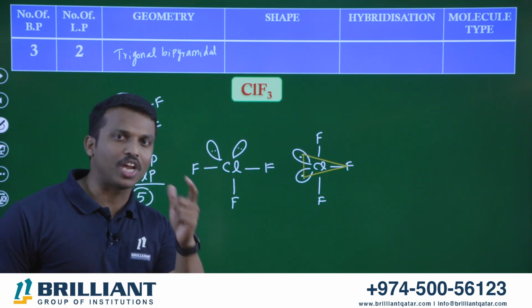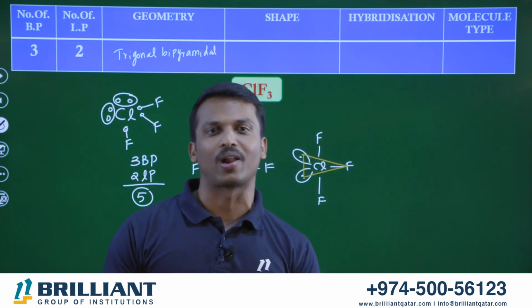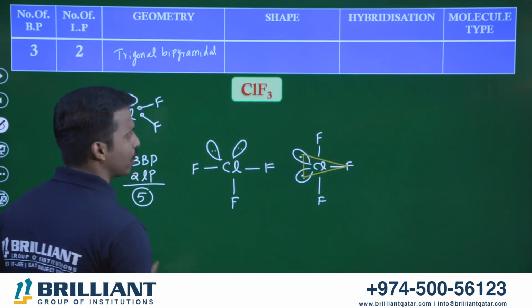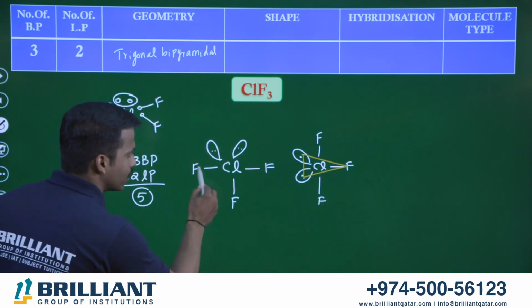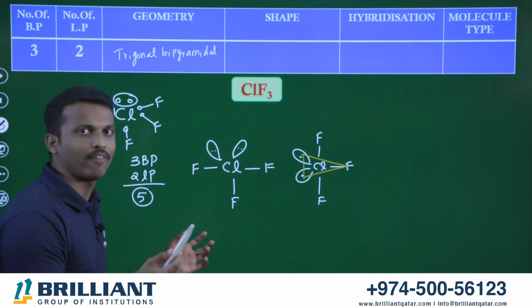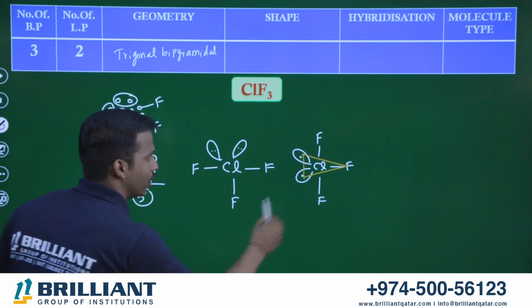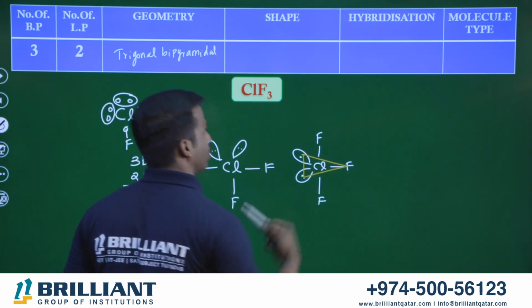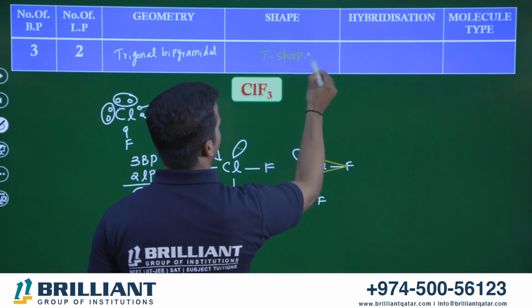Now, what is the shape? When you're calculating the shape of the molecule, I told you, please forget about the lone pair. See how the bond pairs are located here, 1, 2, 3, or like this, 1, 2, 3. It's just like an alphabet. What is that? It is just like a T shape. All of you see the T shape. So the shape of the molecule we will call T shape.